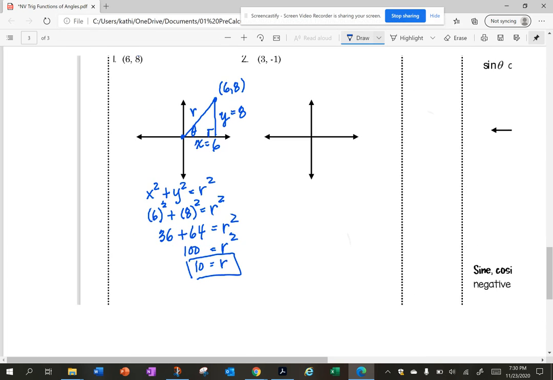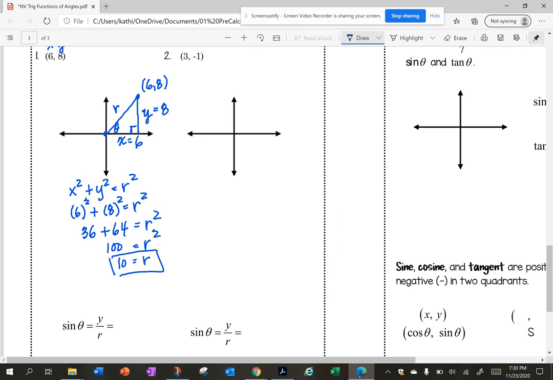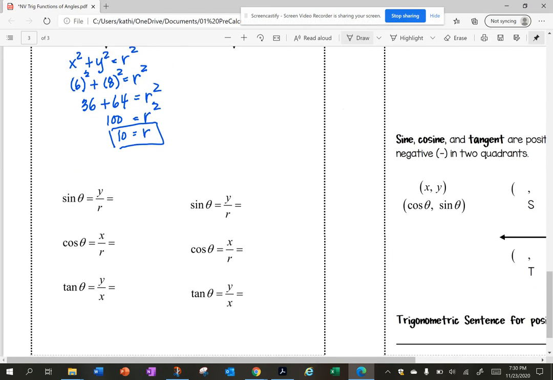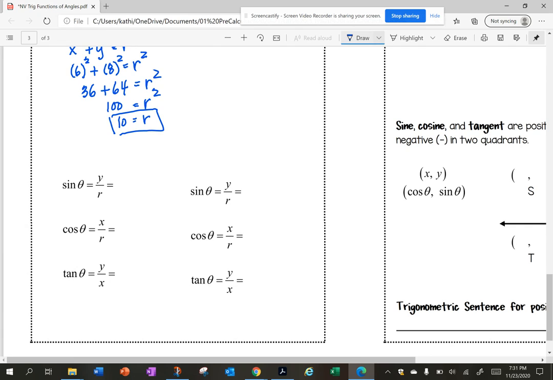Now I can start substituting these into my equations for sine, cosine, and tangent. Sine is y, which is 8, over my radius, which we just calculated is 10. I always simplify fractions, so sine is 4 divided by 5. Cosine is x, which is 6, over my radius of 10. Simplified, this is 3 over 5. Tangent is y divided by x, so 8 divided by 6 is 4 over 3.